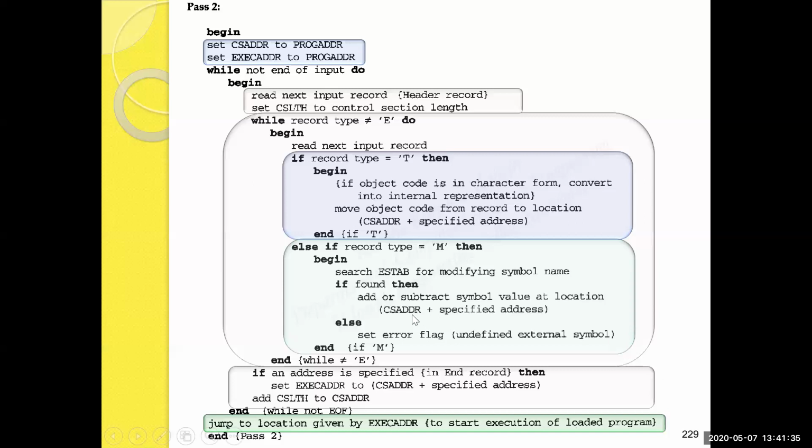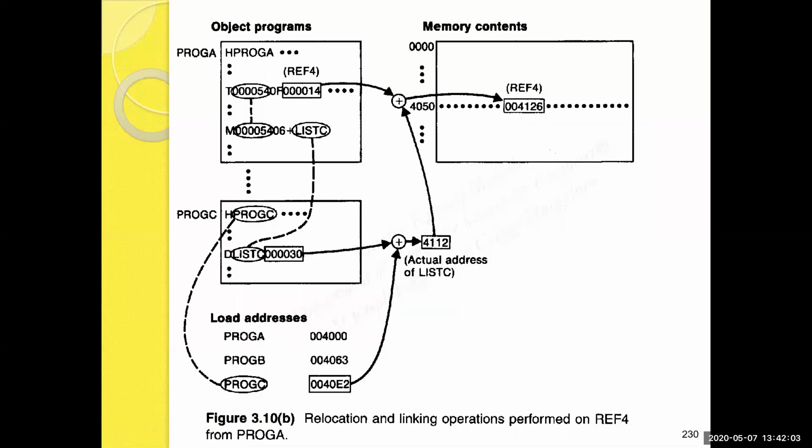Finally, when the end record is encountered, if the end record specifies an address, then the value indicated in the end record plus control section address will be taken as the execution address. Otherwise, the initial load address itself will be assumed as the execution address. So finally, when the end of the input is reached, the loader jumps to the location indicated by the execution address to start the execution.